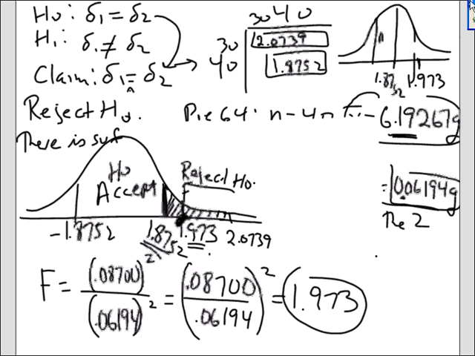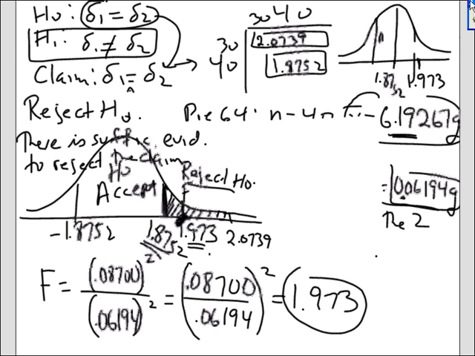There is sufficient evidence to reject the claim. So that means that we reject the claim, we reject this, that is, we support this. There is sufficient evidence to support the alternative hypothesis. There is sufficient evidence to support it. Okay, that finishes this section. Good luck with it.